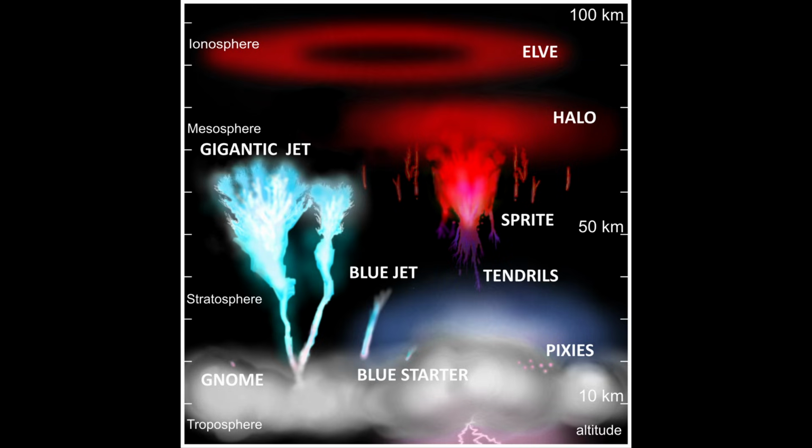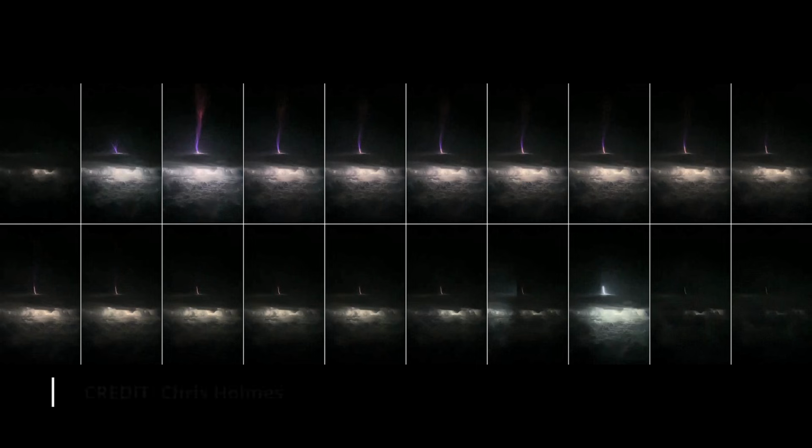These phenomena are part of a larger family of upper atmospheric electrical discharges known as transient luminous events, or TLEs. Of these, the gigantic jets are exceedingly rare and the most spectacular, as they directly couple the lower and upper atmosphere and are capable of large charge transfers between these regions.